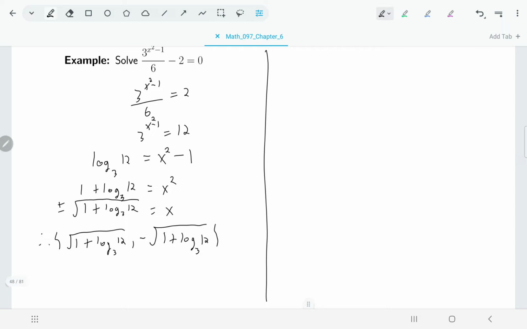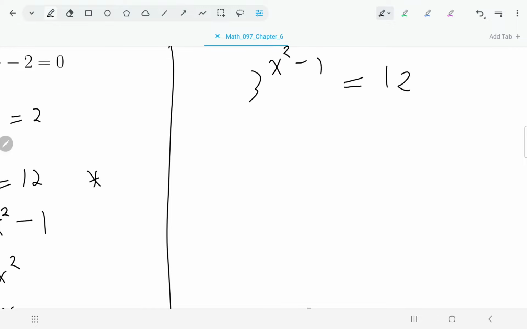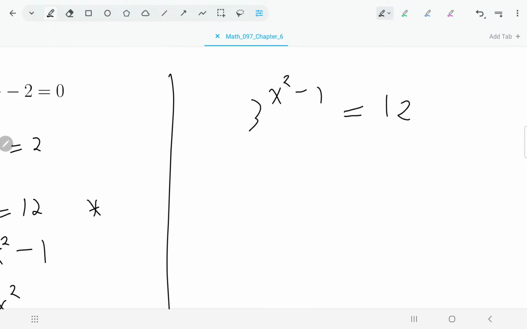The other option that we have, and here I'm going to start from this line, instead of rewriting this as a log with base 3, what we might do instead is take natural log of both sides of the equation. So I might say natural log of 3 to the x squared minus 1 equals natural log of 12.